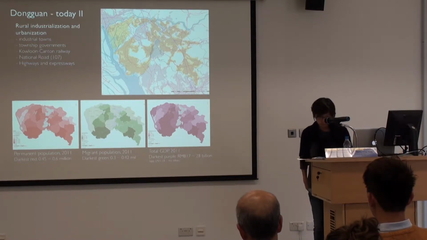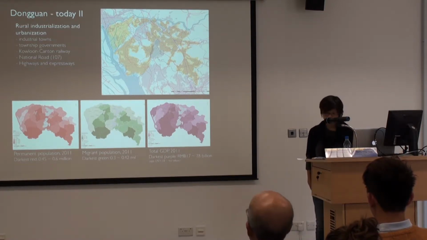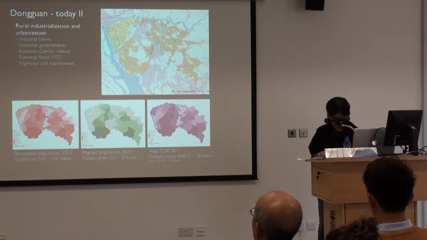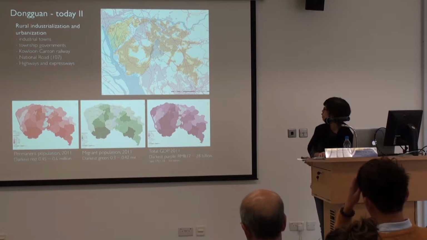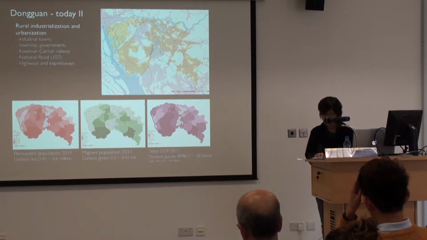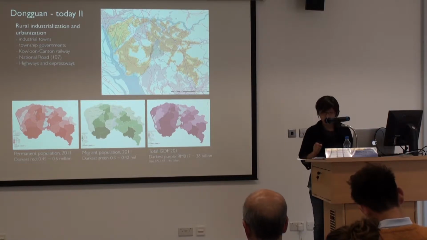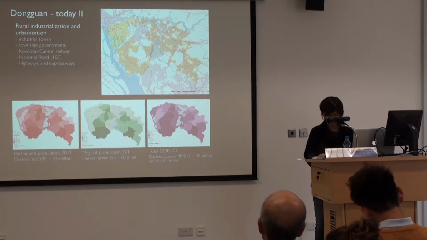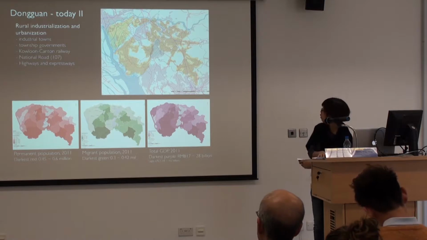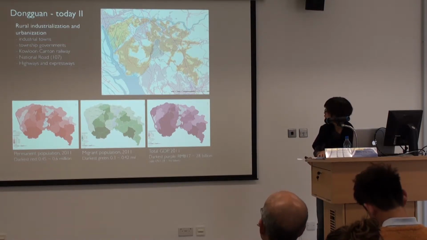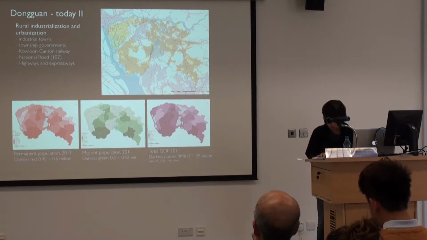It has been said that Dongguan's urbanization process is mainly achieved by rural industrialization and urbanization. The yellow zone shows the major configurations of the urbanization process of Dongguan. These were basically the countryside, which nowadays become the industrial towns. And this is the case study site. I came here to conduct my field work.